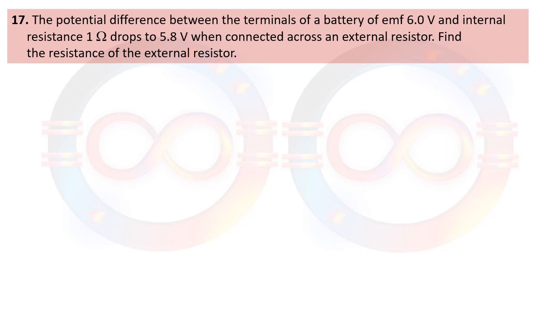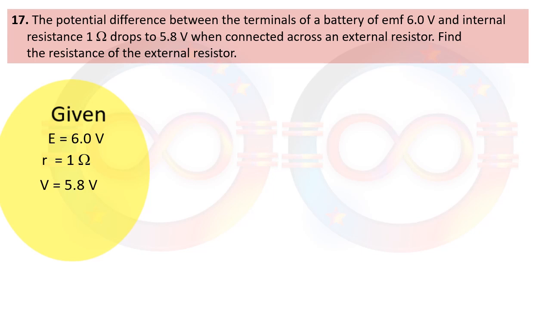The question says the potential difference between the terminals of a battery of EMF 6 volt and internal resistance 1 ohm drops to 5.8 volt when connected across an external resistor. We have to calculate the external resistor. So what all values are given? As per the question, EMF is 6, internal resistance is 1 ohm, terminal potential difference is 5.8 volt. We have to calculate the external resistor.